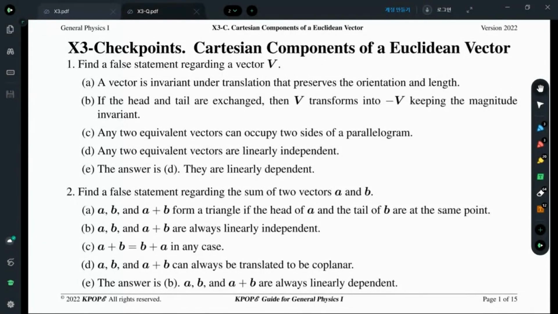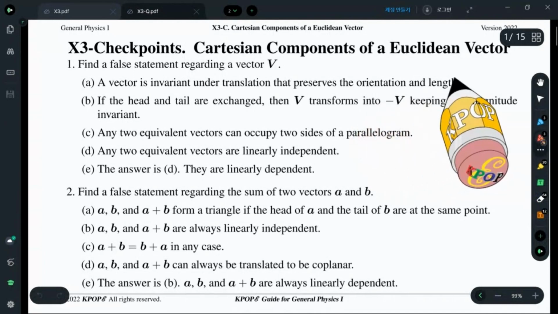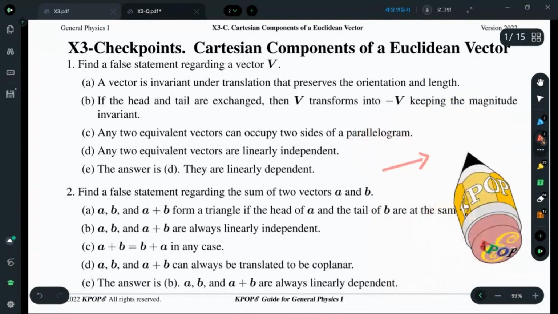Okay, let's begin. Cartesian components of a Euclidean vector. Number one, find the false statement regarding a vector. A: A vector is invariant under translation that preserves the orientation and length.